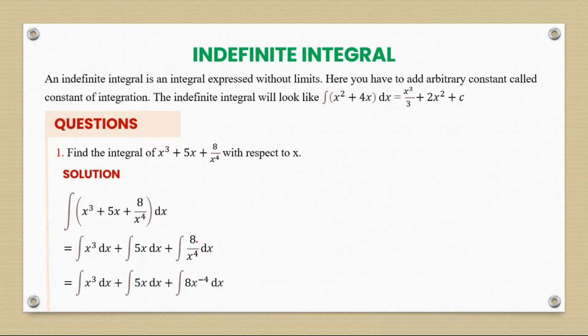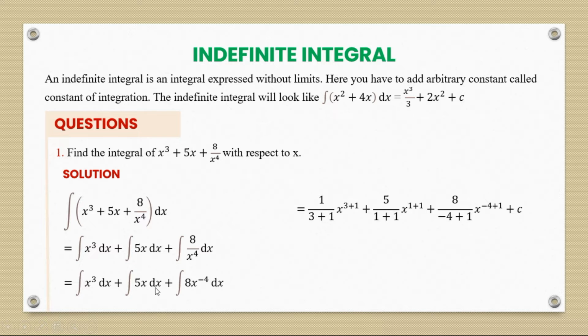Now where we have 8 over x to the power 4, we can convert this to 8 x to the power negative 4, which is simpler to deal with. Now we integrate each one. Where we have x cubed, the coefficient is 1, so we have 1 divided by the new power. The new power will be 3 plus 1, and we divide by it, so we have 3 plus 1.